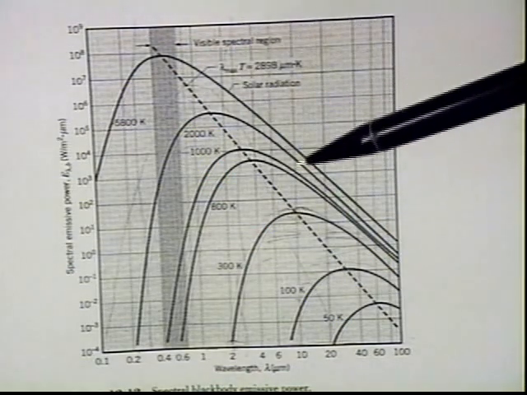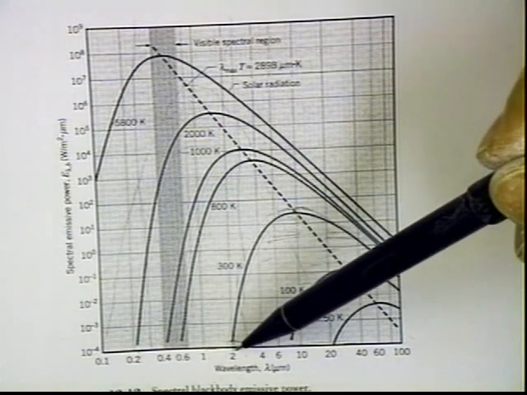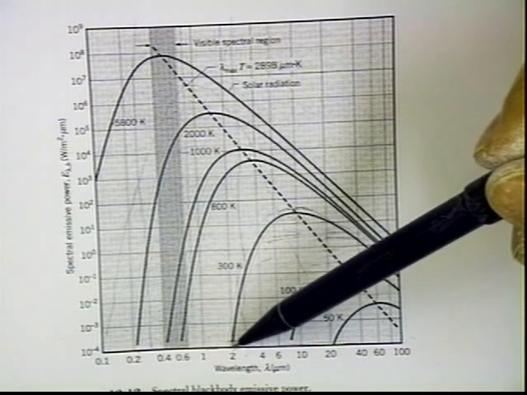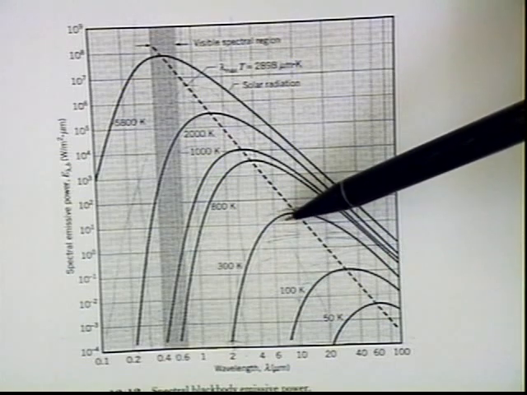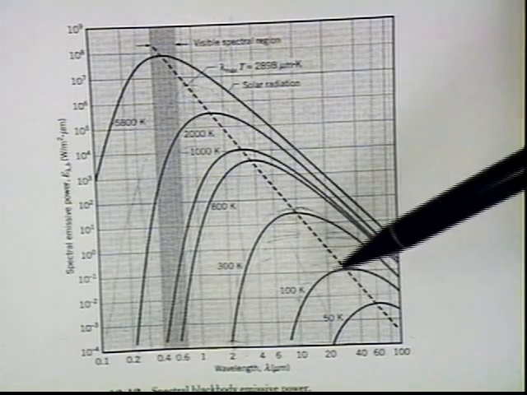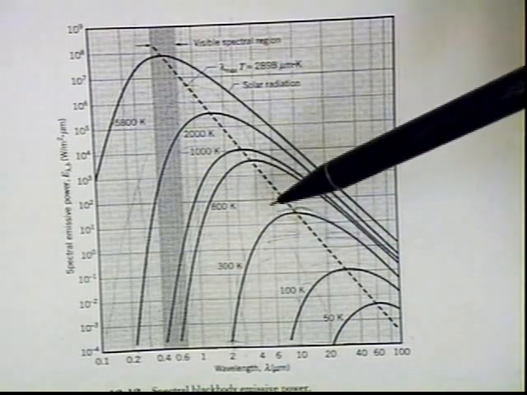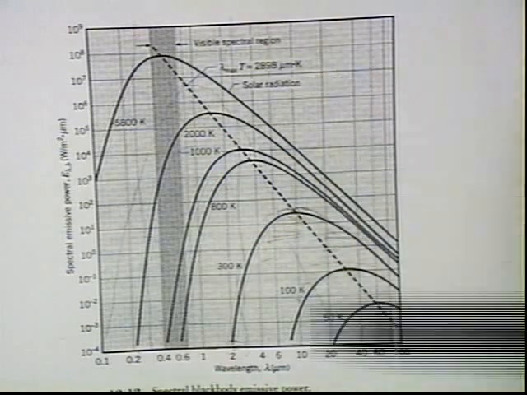If we were to look at, say, a temperature of 300 K, it starts over here at about 2 microns and reaches its maximum intensity at about 10 microns and then starts to drop off. So it depends on the temperature of the emitter where the maximum power is, but from this we can get the total emissive power.